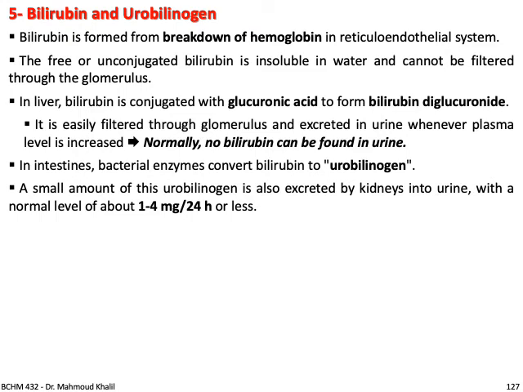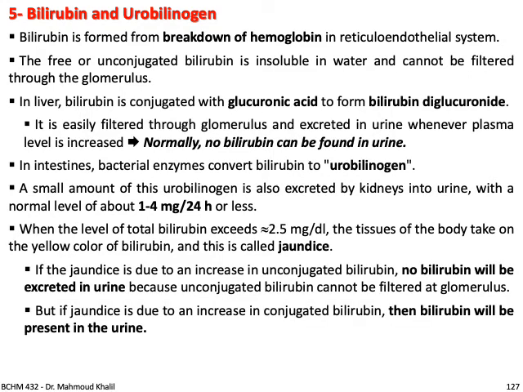In the intestine, bacterial enzymes convert bilirubin into urobilinogen. A small amount of this urobilinogen is also excreted by the kidney into urine with a normal level of 1 to 4 mg per 24 hours. When the level of the total bilirubin exceeds 2.5 mg per deciliter, the tissues of the body take on the yellow color of bilirubin, and this is called jaundice.